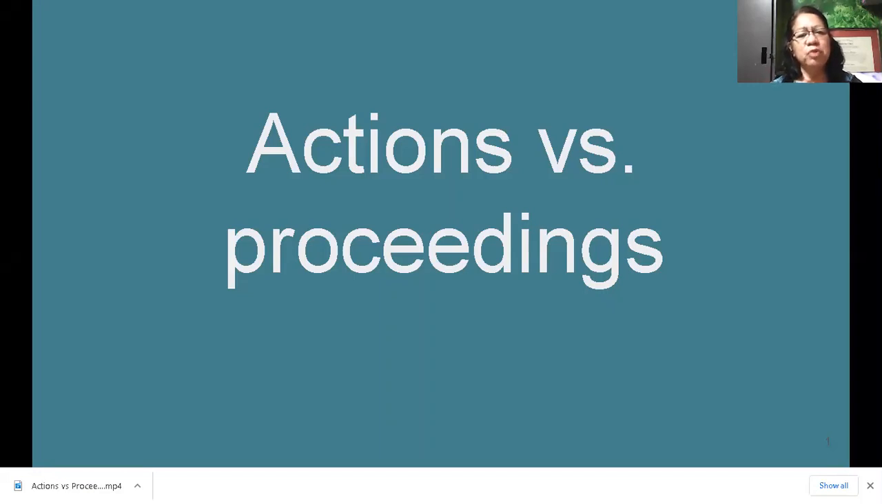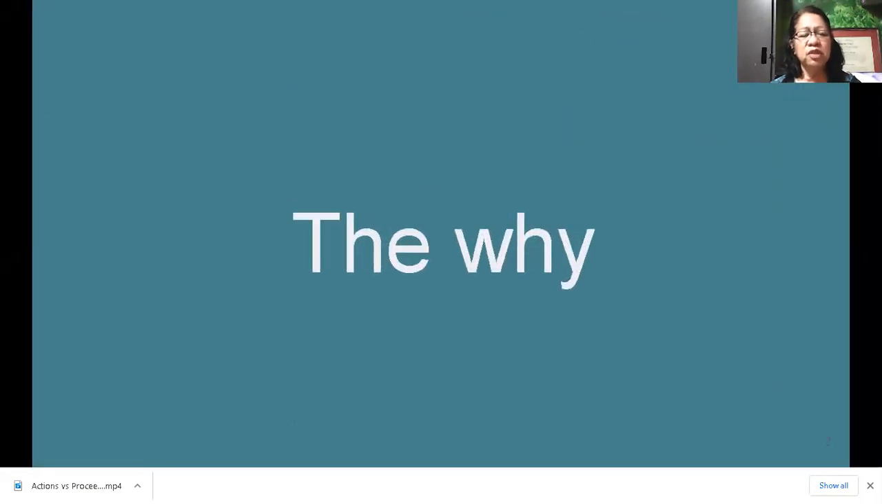One of the things that you must remember is that there is a difference between actions and proceedings in remedial law. Law students generally tend to interchange these two words, but I advise you to stick to the technical legal meaning of these words because that will help you understand the why. This in turn will help you remember the rules. Remember, if you understand the reason for the rules, you will remember the rules even better.